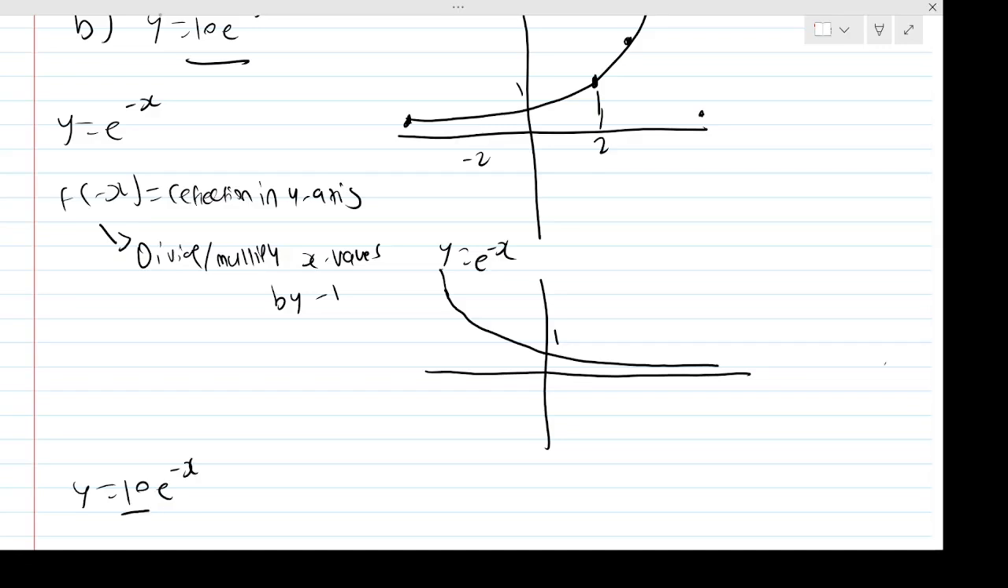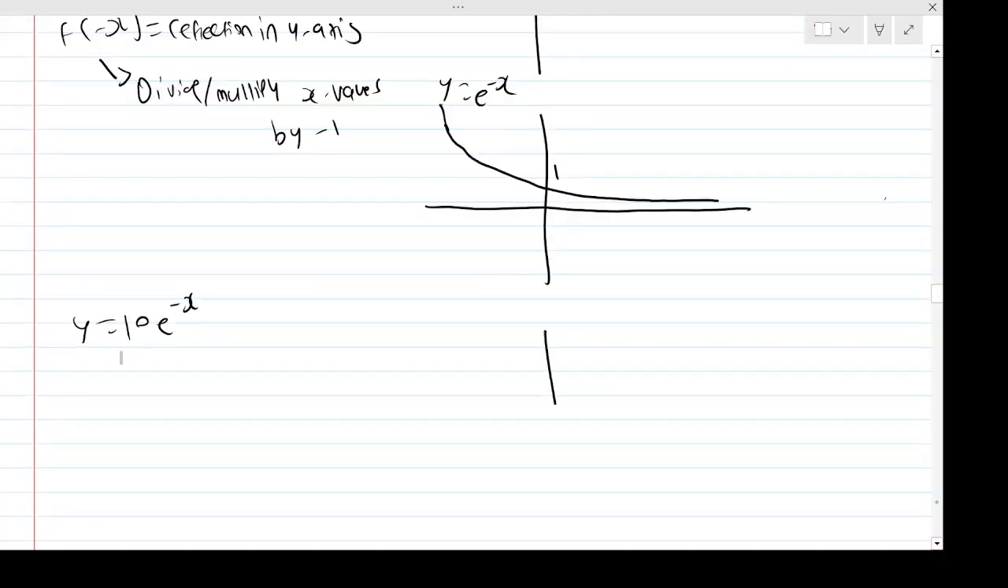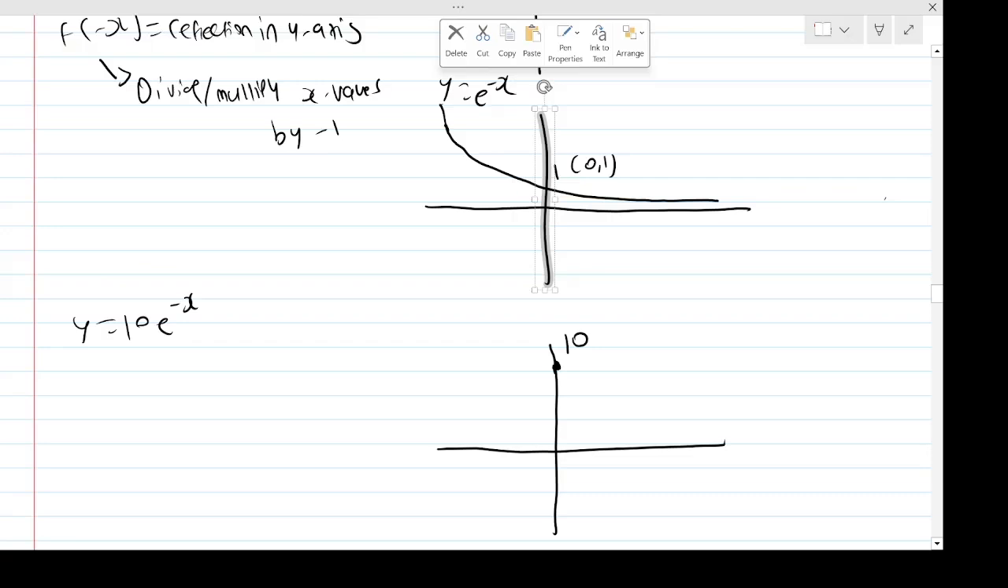We then need to, because the 10 is outside the function, outside the e to the minus x, right? That affects the y value, so we're going to times the y values by 10. So that means this point here, this point 0, 1, y is 1, that's going to times 10 to get to 10. So the y-intercept will now be here. That's where the new y-intercept will be. And again, the y values, essentially, all of it times by 10. So the function gets larger, essentially. So the graph is a lot steeper. So it looks something like that.